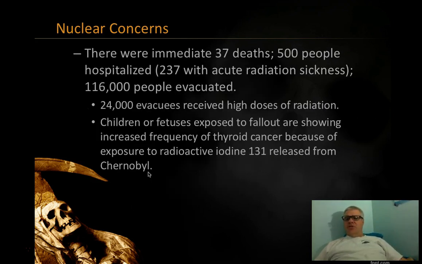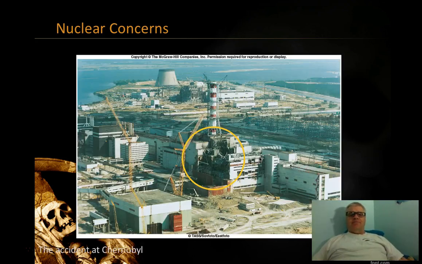From Chernobyl, there were 37 deaths. 500 people were hospitalized, many with acute radiation sickness, and over 100,000 people were evacuated. About a quarter of those had received fairly high doses of radiation, because when the reactor caught fire and blew the building apart, all the radioactive particles went into the air and settled over a large area of Ukraine and Belarus. One of the biggest problems was iodine-131, which I mentioned. It only has a half-life of about 8 days, but when you ingest it, it does a lot of damage to your body, particularly your thyroid, and creates thyroid cancers, which became very prevalent in that part of the world after this disaster.